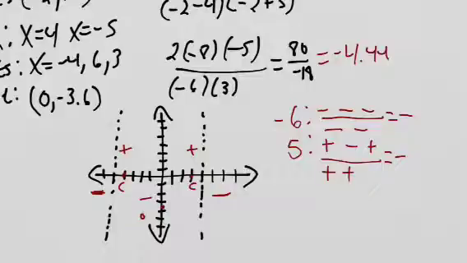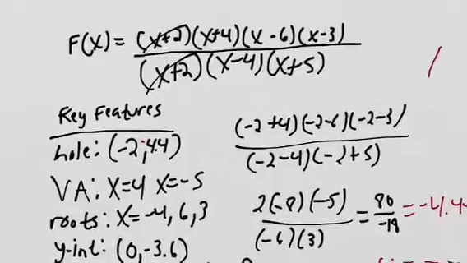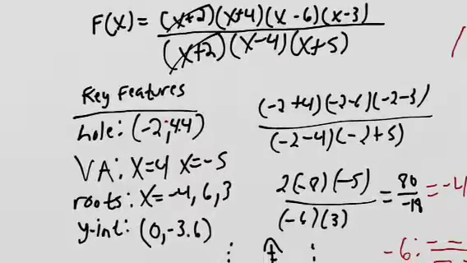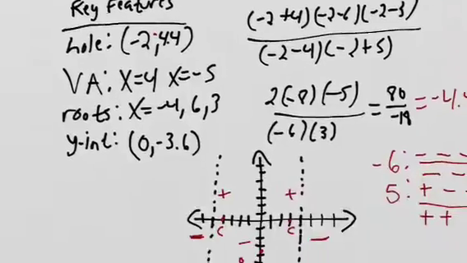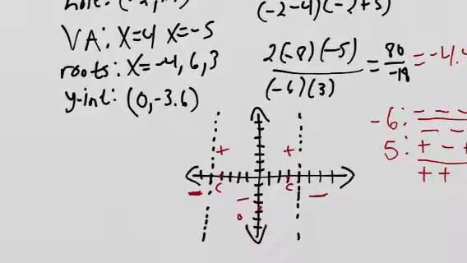All right, so we've done our analysis. Let's review. We factored in the last video. We found our hole, we found our vertical asymptote, we found our roots, we found our y-intercept, all right? And we've put everything sketched onto a graph. So now we're ready to actually look at the graphs and figure out which one matches this one.